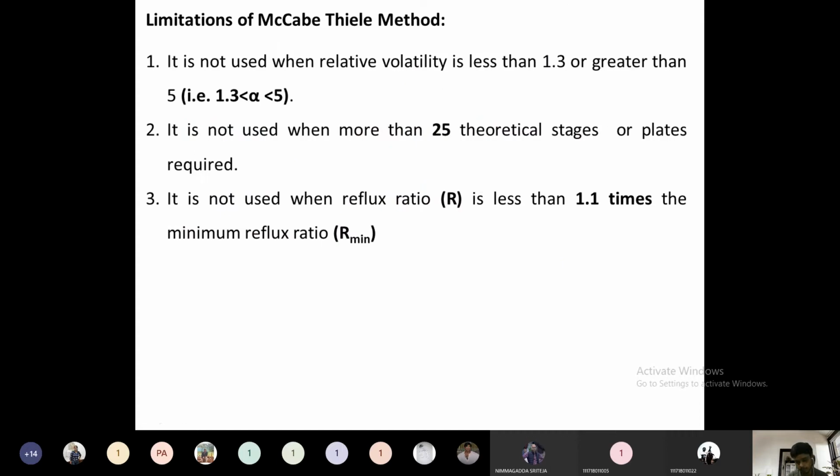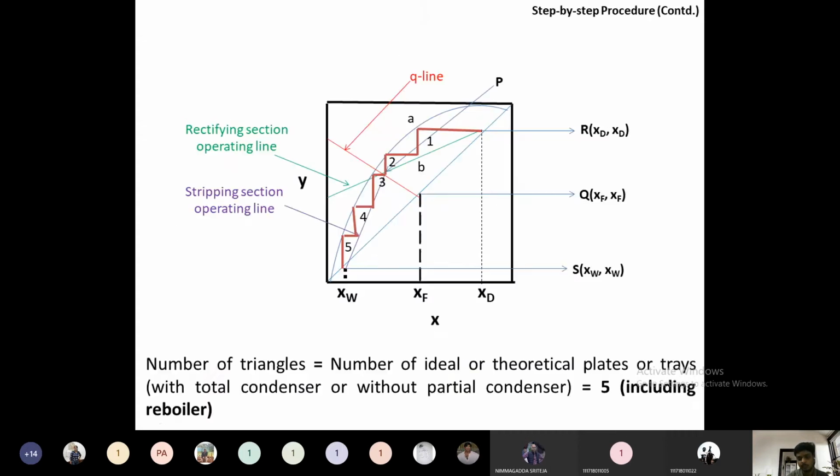So this is overall how to generate the number of plates data and everything using the McCabe-Thiele method. We will solve one problem based on this, and all the topics will be clarified for you.